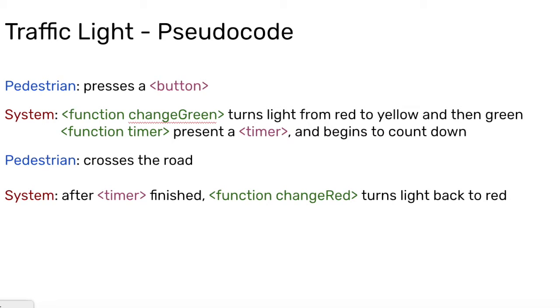Hello guys! Today we are going to talk about how to model a traffic light through block-based code using micro:bit. First of all, let's start with pseudocode.